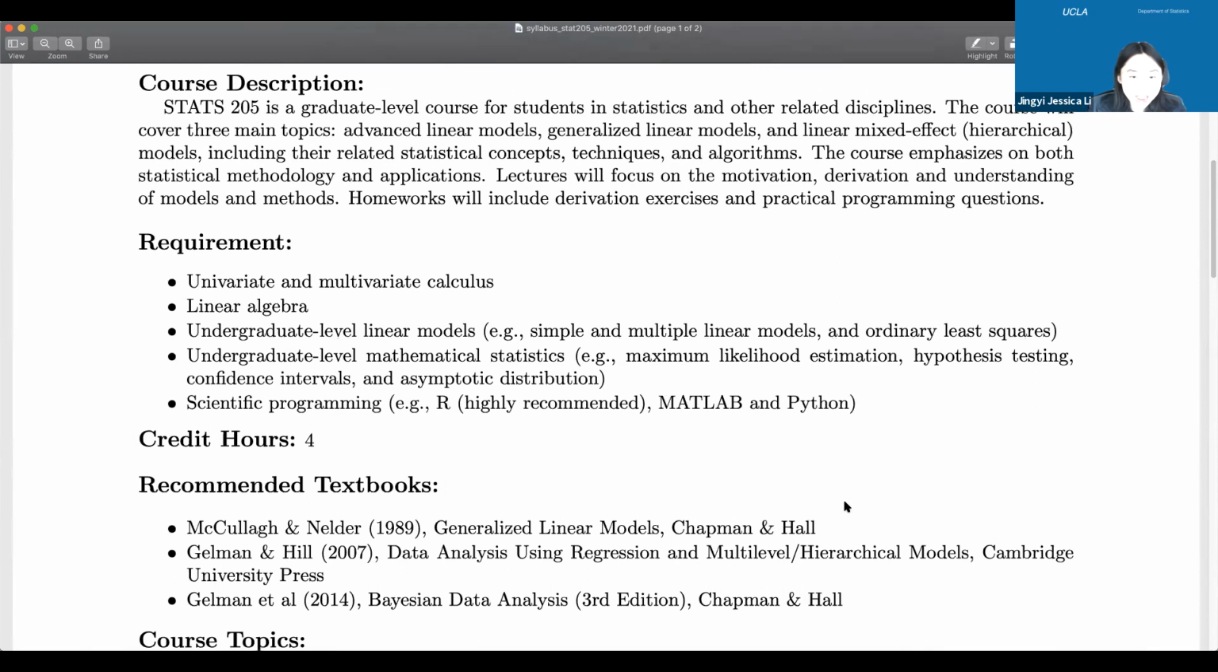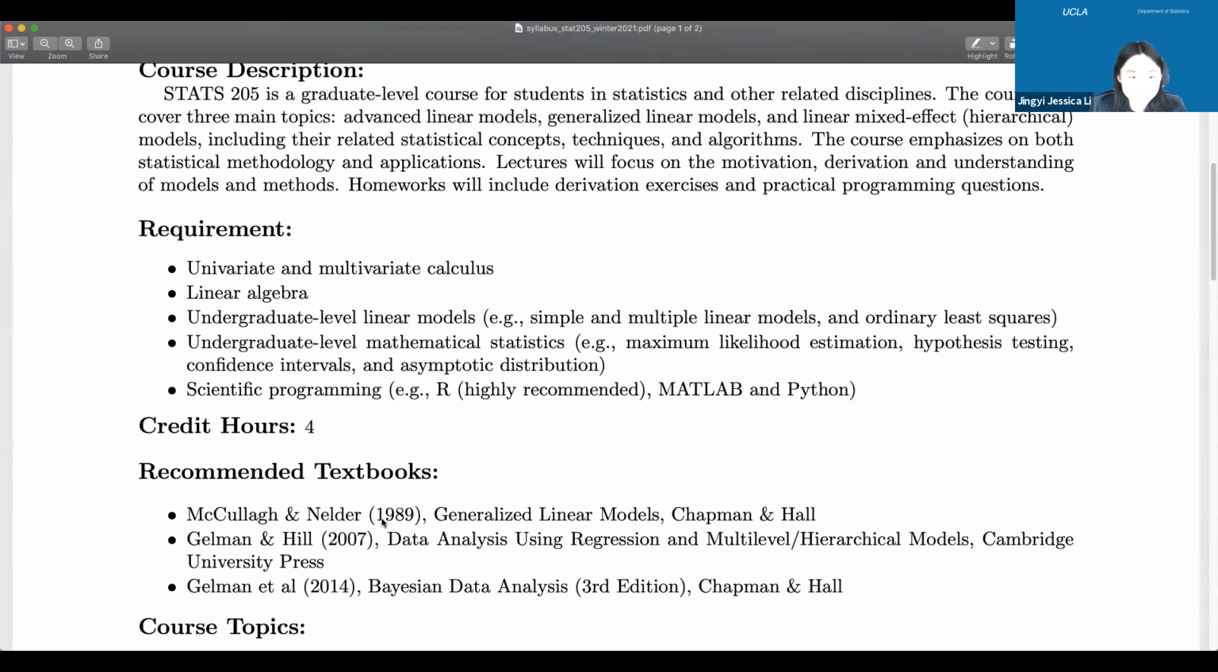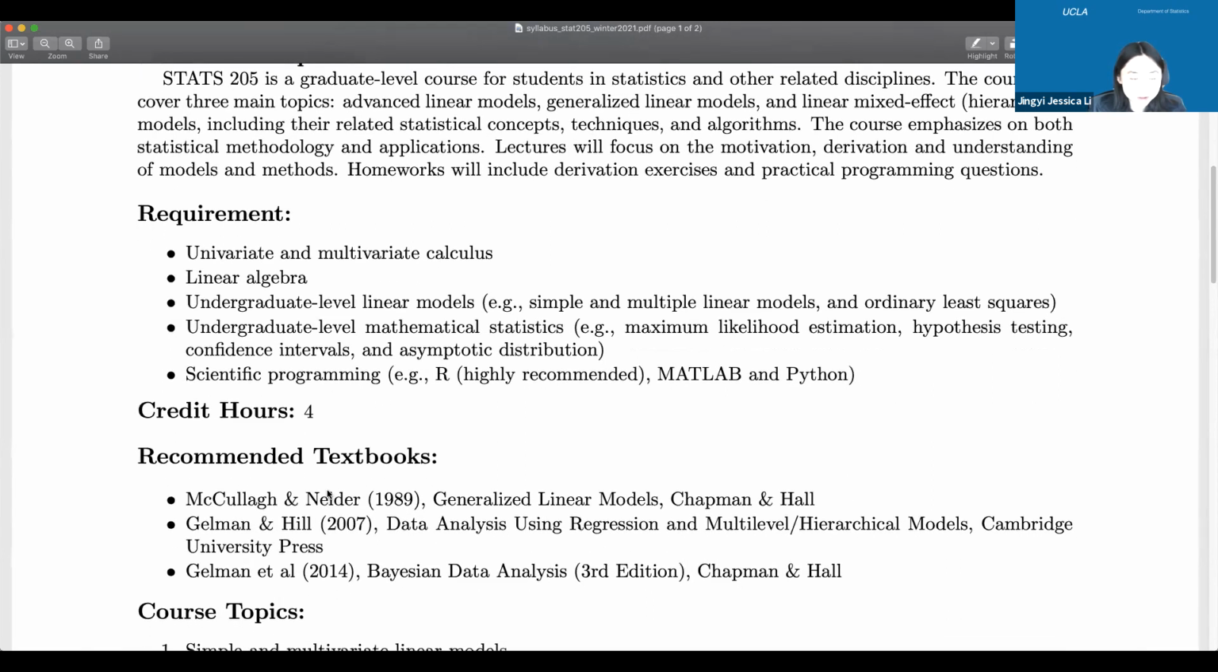We do not have a mandatory textbook for this course. We only have recommended ones. The first one is what people call the Bible of generalized linear models. It's a very thick and dense one, but it's the most comprehensive one today, to my knowledge. The second one and the third one are more applied. They have R code, data sets, and a lot of demonstrations. So you may refer to those two books for your further understanding.